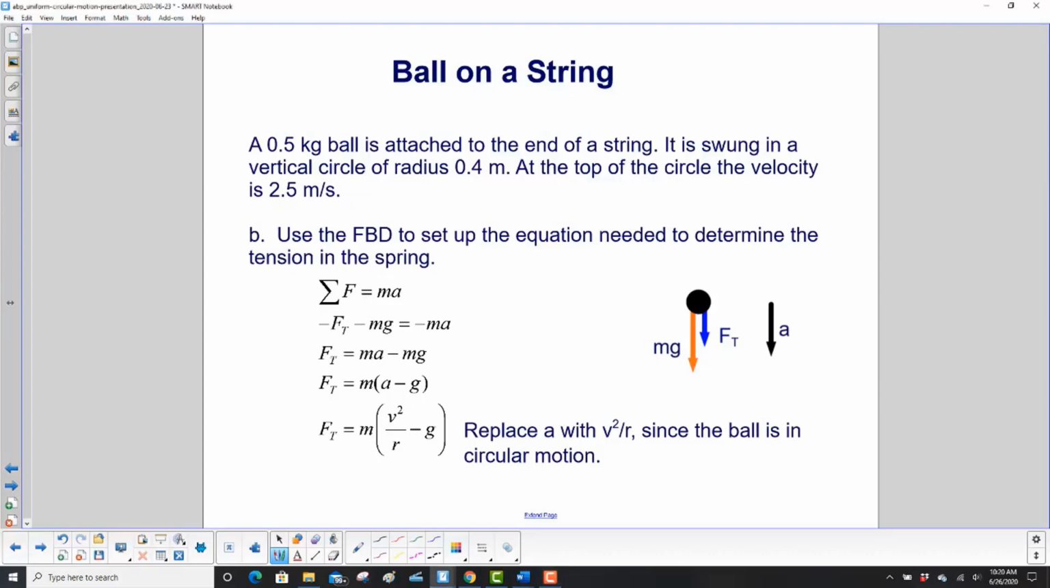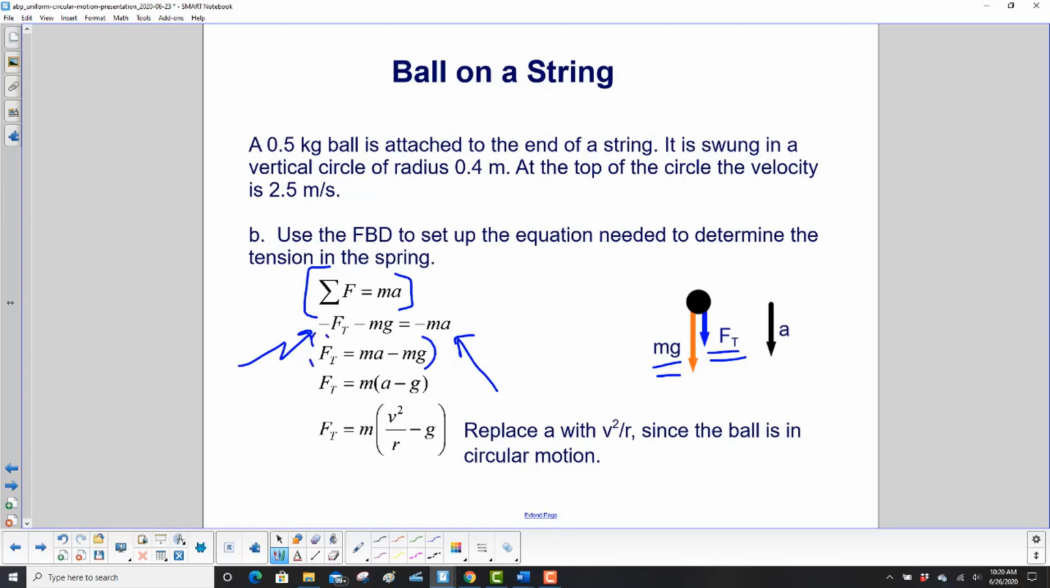Now, we use Newton's second law to set up our equation. The sum of the forces is ma. Both forces are in the down direction, so we'll give them negative signs, which you see here. The acceleration is also in the down direction, so we give that a negative sign. We don't like dealing with negatives, so we'll multiply through by -1 to get everybody positive.